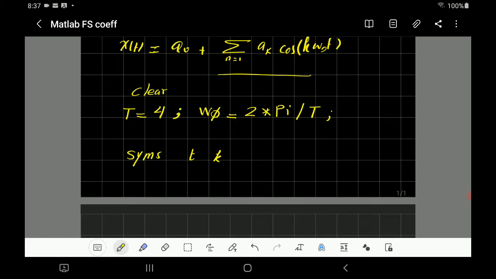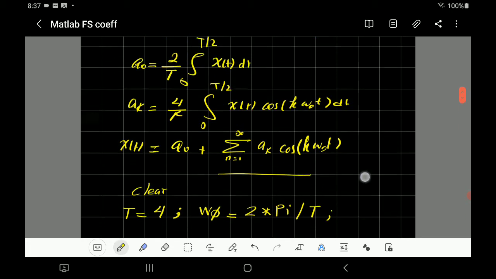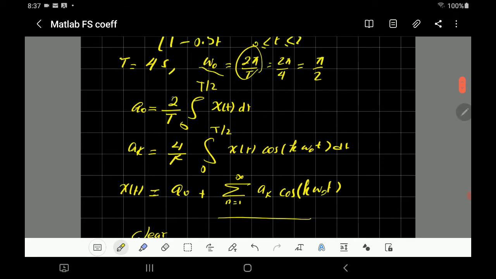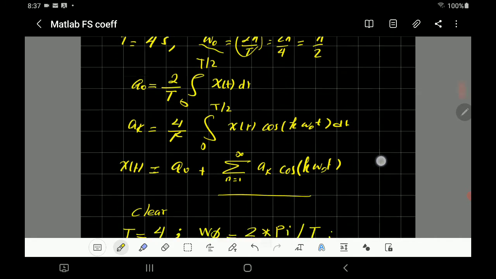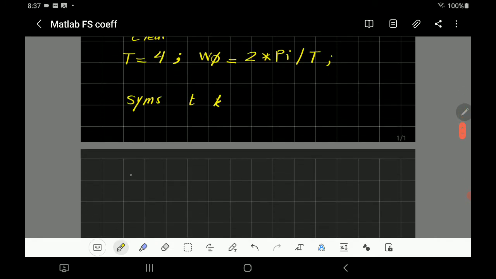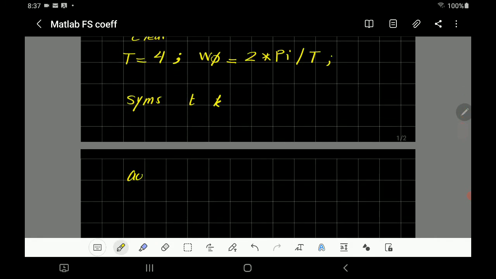All right. What you want to do first is find A naught. A naught is equal to 2 over T times the integration. So you write A, then naught, make it 0, equal, and then a bracket: 2 over T, and T you divide in the beginning, times integration. You write int, which means integration, and then you open the bracket.